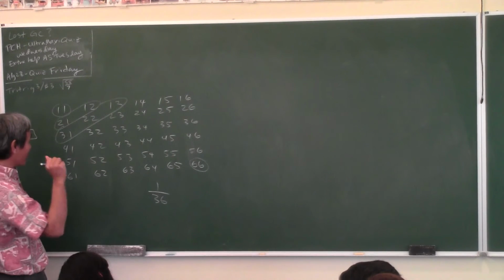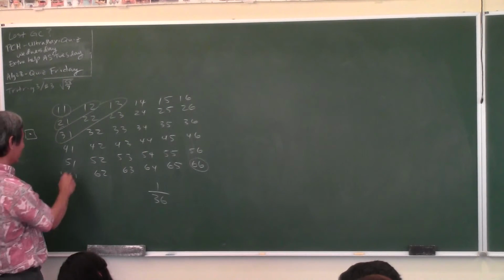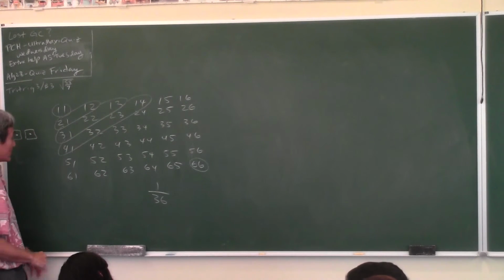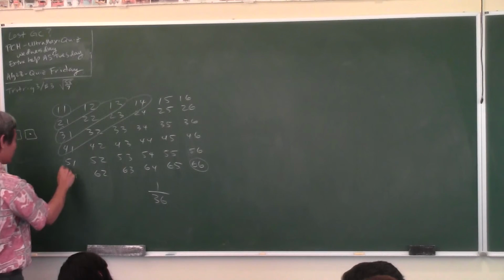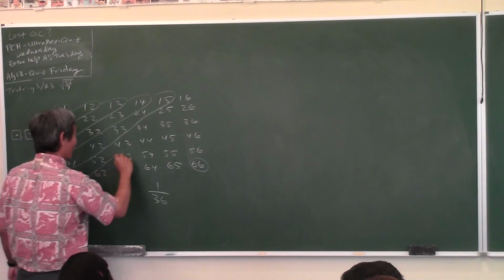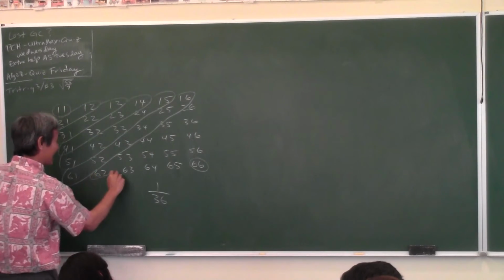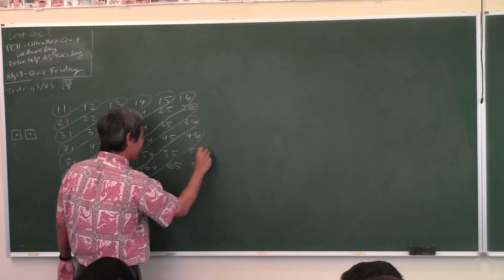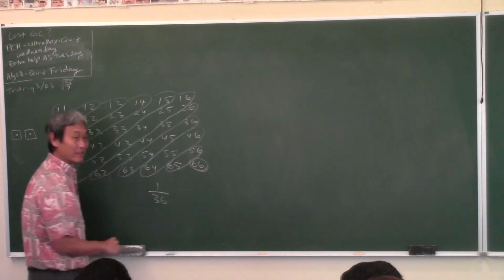What's the probability of rolling a total of 5? Right there, 4 out of 36. What's the probability of rolling a 6? Well, the total is a 6. What about a 7? And then 8, 9, 10, 11, and 12 right there.